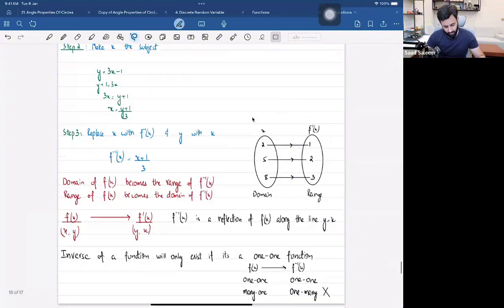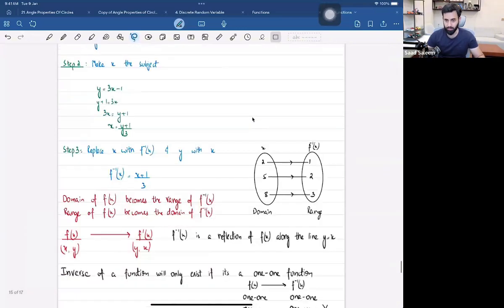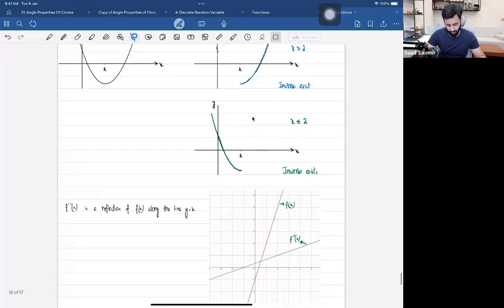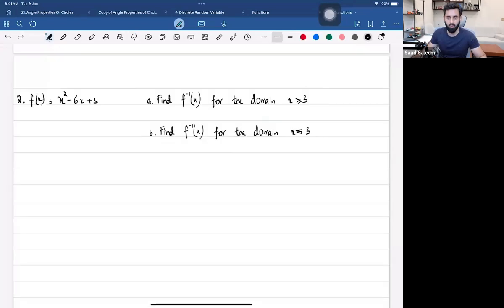So we found inverse of a linear function. Okay. Now let's see how to find out inverse of a quadratic function. So every many-to-one function can turn into a, yeah, that's correct. Every many-to-one function can be turned into a one-to-one function by altering the domain.